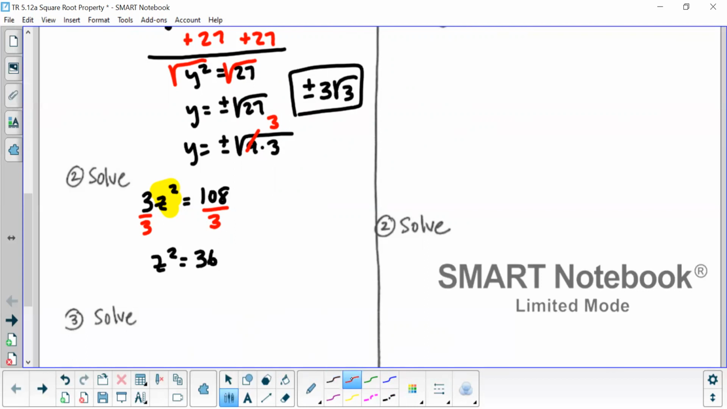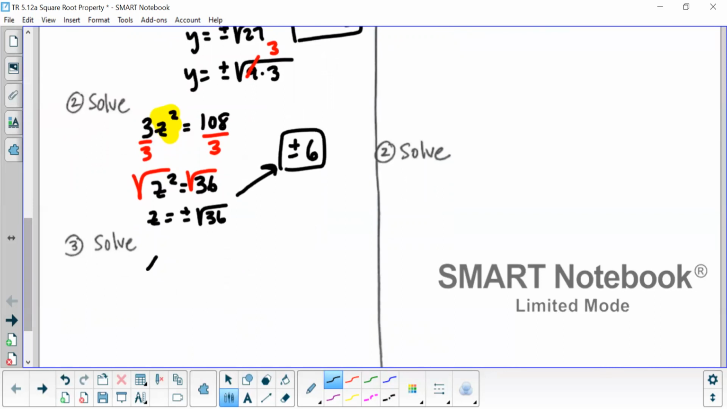Now we apply the square root property. So square root of both sides. z equals positive and negative versions of square root of 36. Well, that's a perfect square. So my final answer is just positive and negative 6. So I've got positive 6 and negative 6 are both solutions.